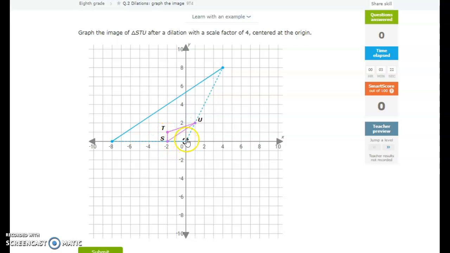Point T went up 1 and it went to the left 2. So again, if it went up 1, I take that times 4. So I need to go up 4. It went over 2, I take that times 4. Now I need to go over to the negative 8. There's my new shape.